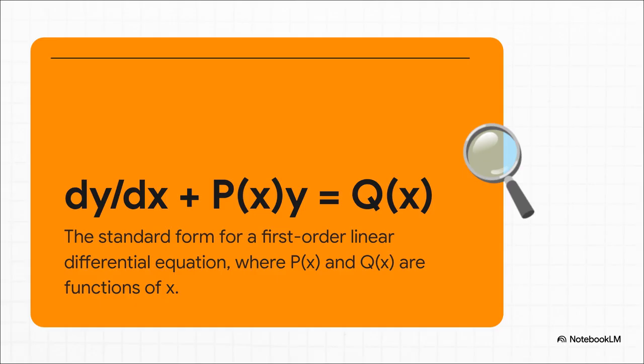Okay, this is it. This is the standard form, and it's going to be your best friend. Your number one goal always is to make your equation look exactly like this: dy/dx + p(x)y = q(x). The two bits you absolutely need to hunt down are p(x), that's whatever's sitting next to the y, and q(x), which is just all the stuff on the other side of the equal sign.